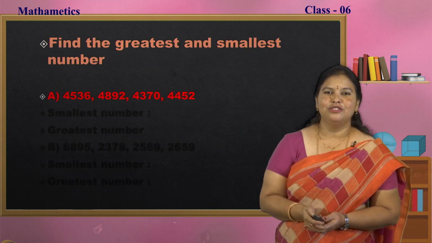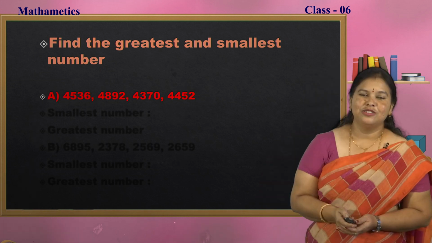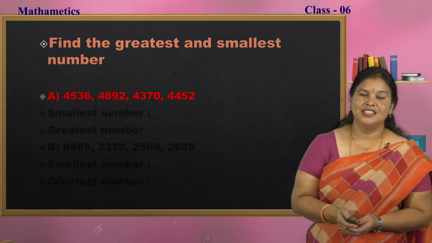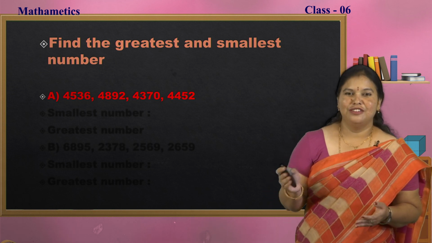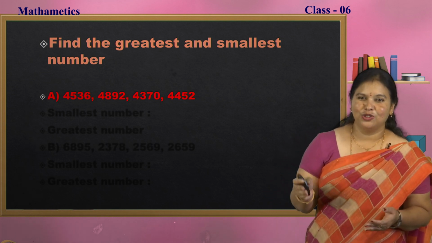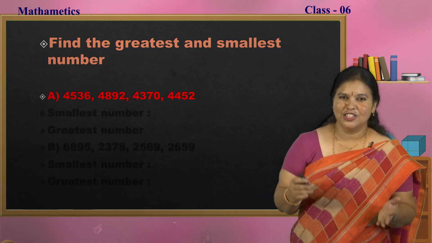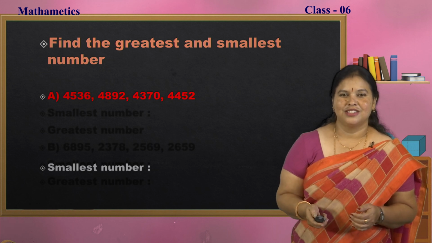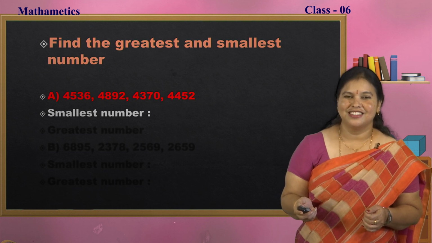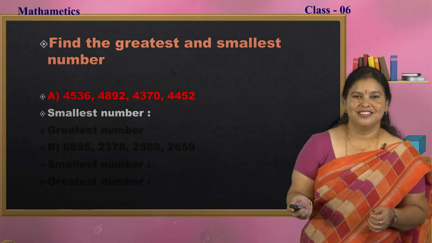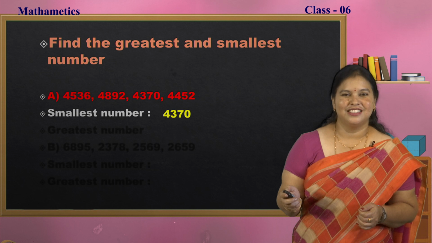Here you have to find the greatest and smallest number. Let's practice some more examples. I have given here four numbers, that is 4536, 4892, 4370 and 4452. You have to identify both the greatest and the smallest number here. Yes. First we will write the smallest number. Which one is the smallest number? Yes, very good children. It is 4370. You have guessed it correctly.